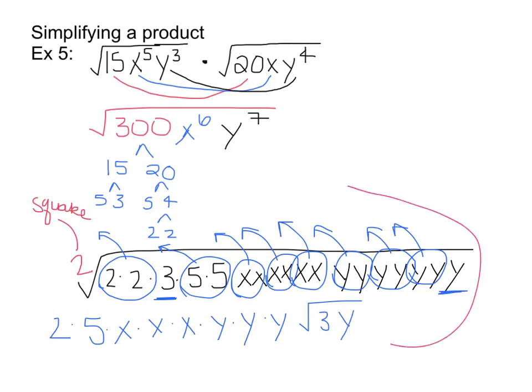And I'm going to come back over here so I can simplify it. We're going to multiply 2 times 5 together, and that's going to give me 10. Then we multiply x times x times x together, and that is going to give me x cubed. And then we are going to multiply y times y times y together. Also, that gives me y cubed. And then you have the square root of 3y left over.